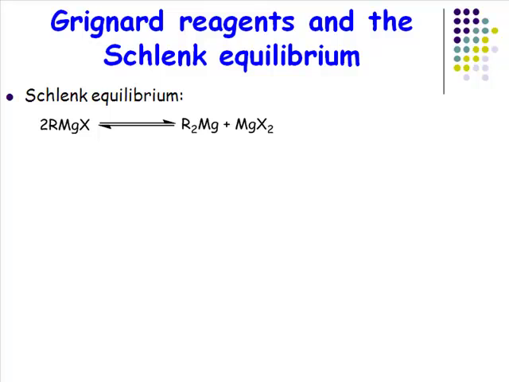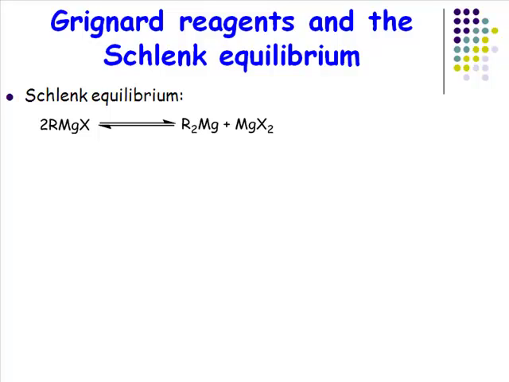Now, the Schlenk equilibrium was first used to properly describe the chemistry occurring with Grignard reagents. But it's also true that many other organometallic species, which have the structure of 1 alkyl group, metal, and a halide, not just magnesium, participate in equilibria like this. And these all collectively get described as Schlenk equilibria. But the Schlenk equilibrium is the one that refers to the chemistry of Grignard reagents.